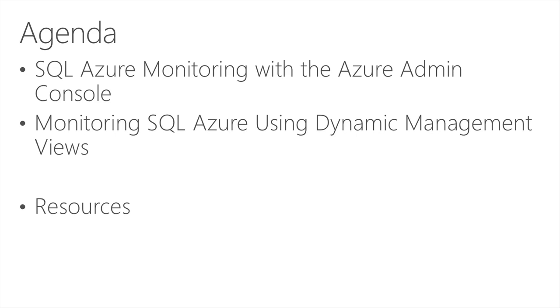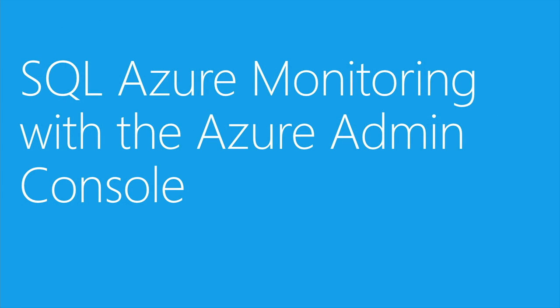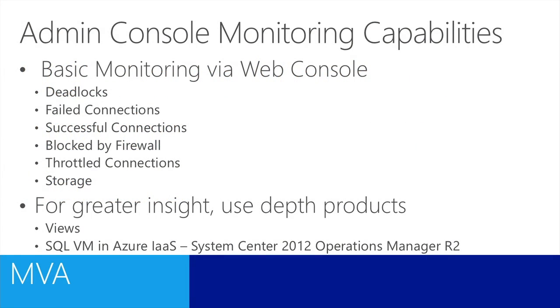Alrighty, so maybe what we'll do now is drill right in and start talking about what capabilities we get for monitoring SQL Azure with the base Azure Admin Console. As I said before, I want to make it fairly clear that we get basic monitoring via the web console, but if we really want to go deep, we're probably using some other products. When it comes to the web console, the first thing we'll be looking at is stuff like deadlocks, failed connections, successful connections, and connections that have been blocked by the firewall.